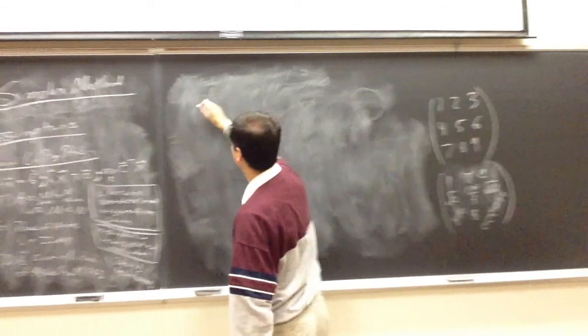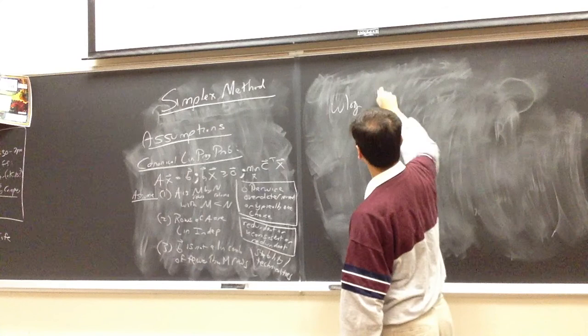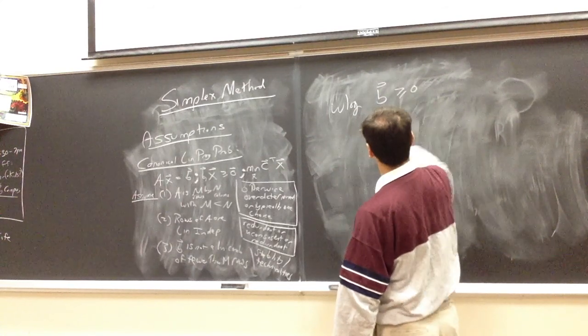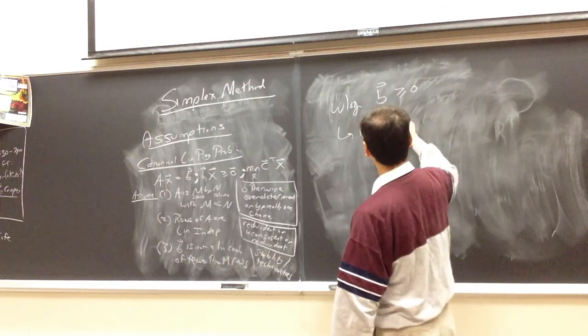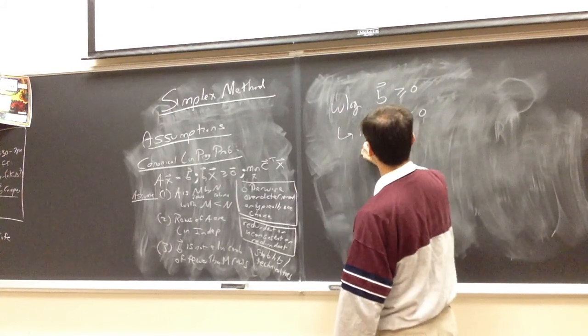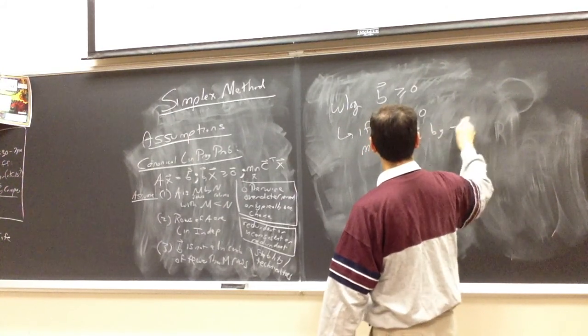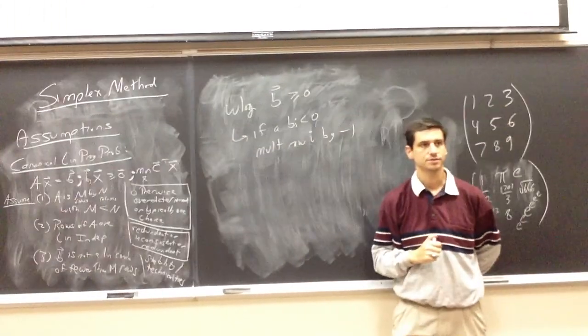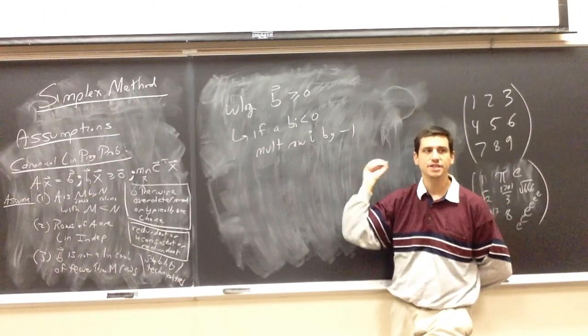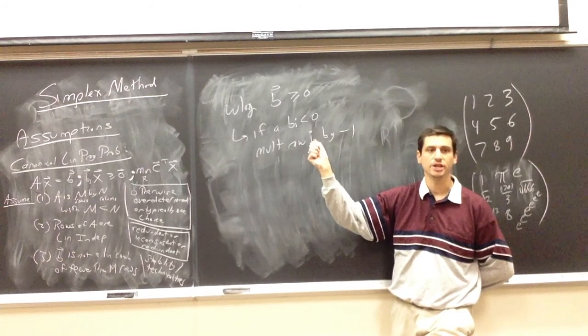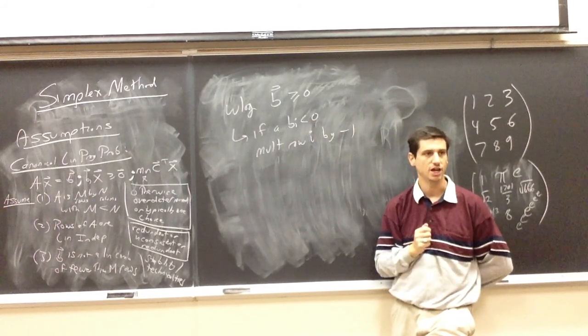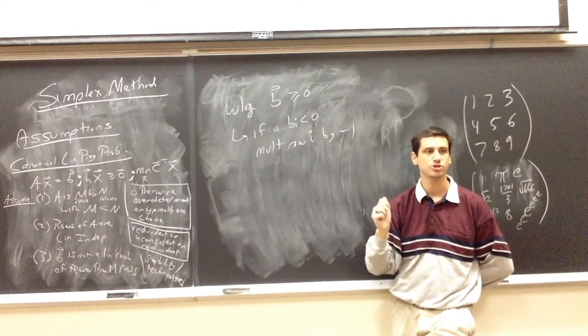Excellent. Without loss of generality, we may take B greater than or equal to 0. If a B_i is less than 0, multiply row i by -1. So there's really no danger in assuming that all of the entries of B are greater than or equal to 0, because I can always change my matrix A.